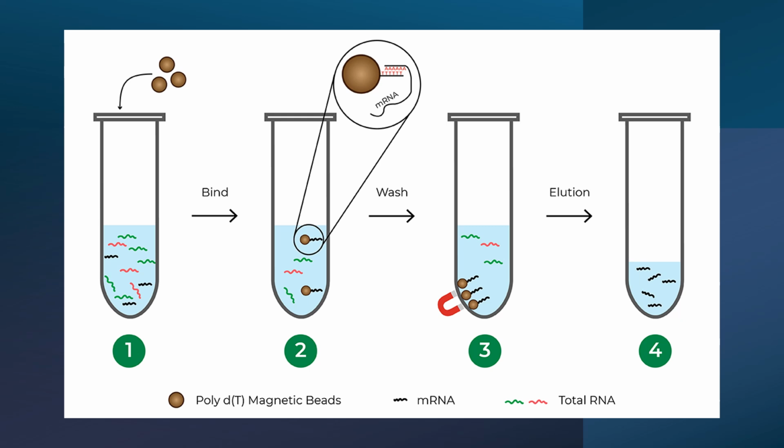So in the next process, the other RNAs, rRNA, tRNA, etc., float in the supernatant, and when a magnet is used from the outside, the magnetic beads along with the mRNA are drawn to one side of the tube. Then finally they can be recovered from the tube.